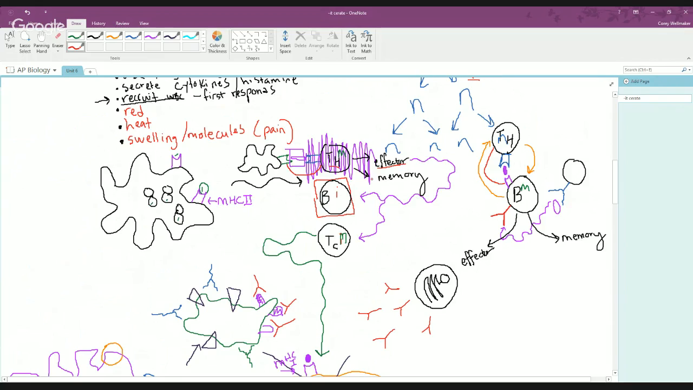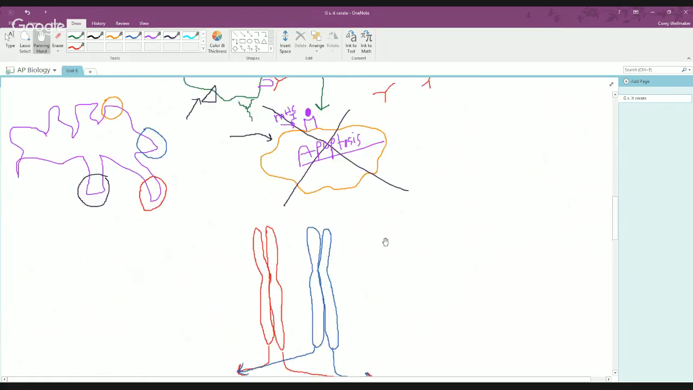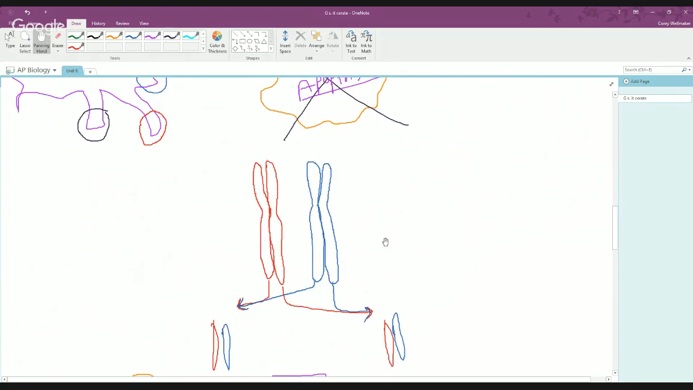And they're different because memory cells really don't do anything except activate more rapidly when they're exposed to antigen again. So they're really important, but they're not actually responsible for going out and hunting down the pathogen. They're responsible for just remembering what it looked like.